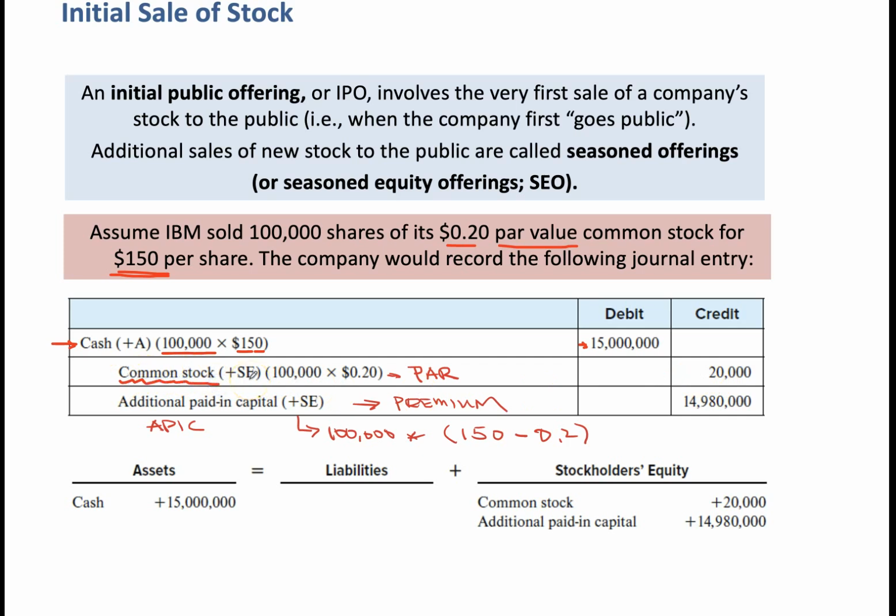This is the owner's contributed capital in the par value. The rest of the 15 million, when excluding the par value, would go into something called additional paid-in capital, or APIC. APIC is calculated as the number of shares issued multiplied by the difference between the market value and the par value. This is just the premium of issuing the stock, basically.